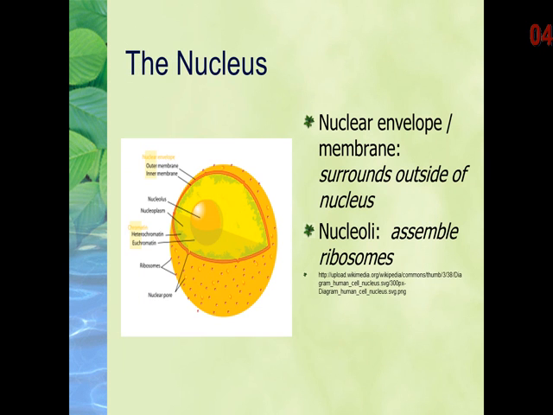The nucleus is surrounded by the nuclear envelope or a nuclear membrane, which is very similar to the plasma membrane. Inside the nucleus we have a dark area called the nucleoli or nucleolus. This is responsible for assembling ribosomes.